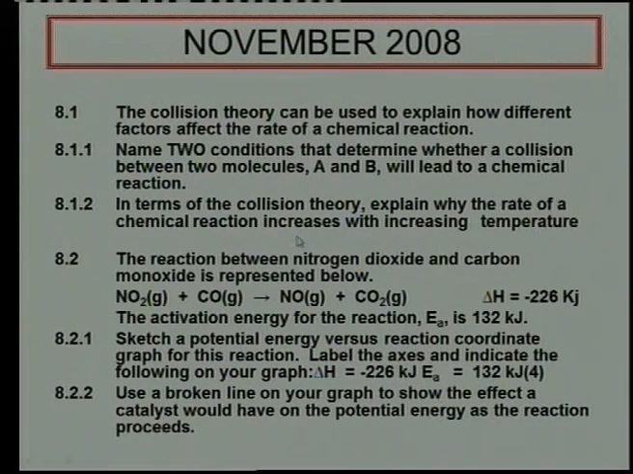Then in November of 2008, just to repeat again, what's important would be collision theory, the words you see in 8.1. We talk about two conditions, once again referring to the different variables that we can have. Again, collision theory. Then we look at the notation in 8.2, where you can see how a chemical reaction is written properly with the phases. The delta H, which is our heat of reaction, is given. Activation energy is 132 kilojoules. And once again, you have to be able to draw a graph and not only interpret a graph.